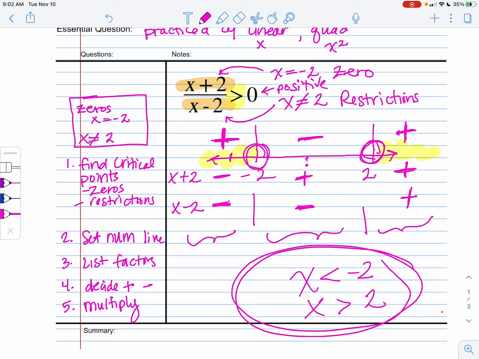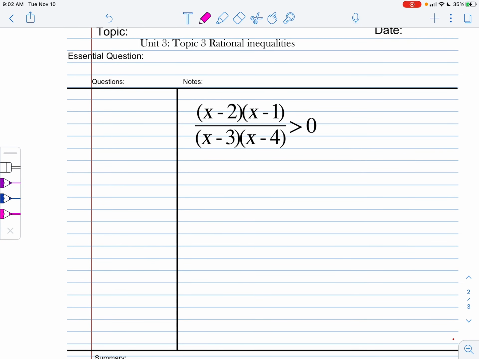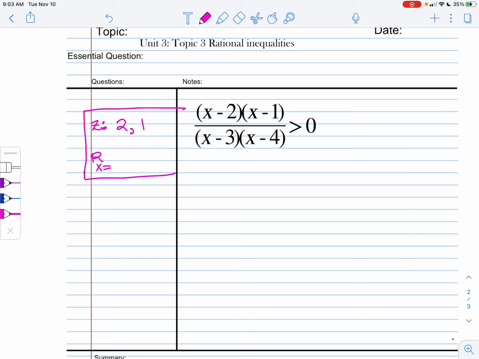All right. Whew, that's a lot of stuff. Hopefully you have this list down, and I'll try to follow it in the same direction. Same thing. All right. This one now has 4 things. Okay. So let's list off our zeros, and our zeros come from here. X equals 2 and 1. And our restrictions, our x cannot equals, will be 3 and 4.